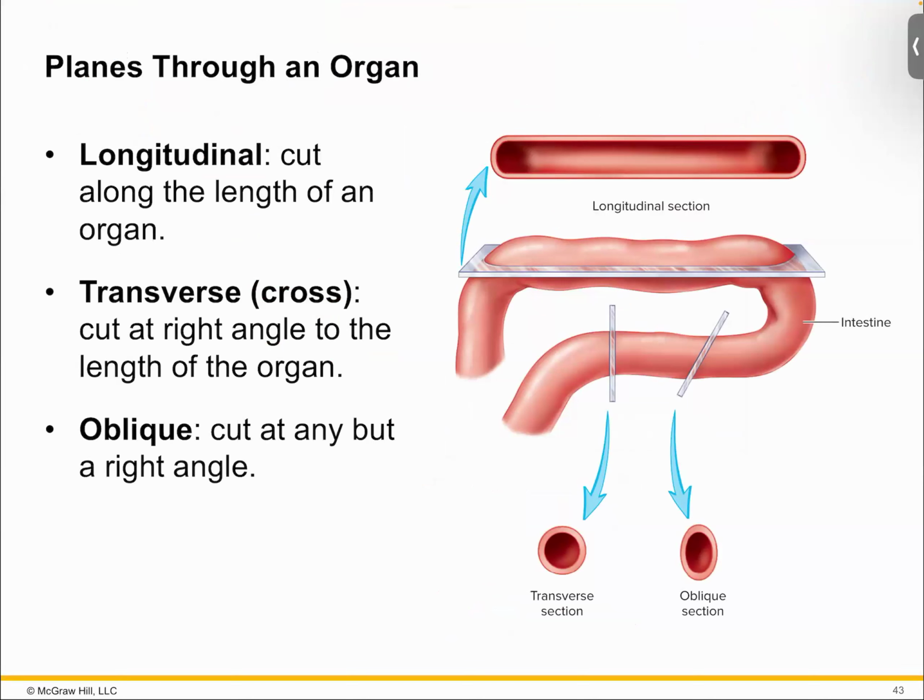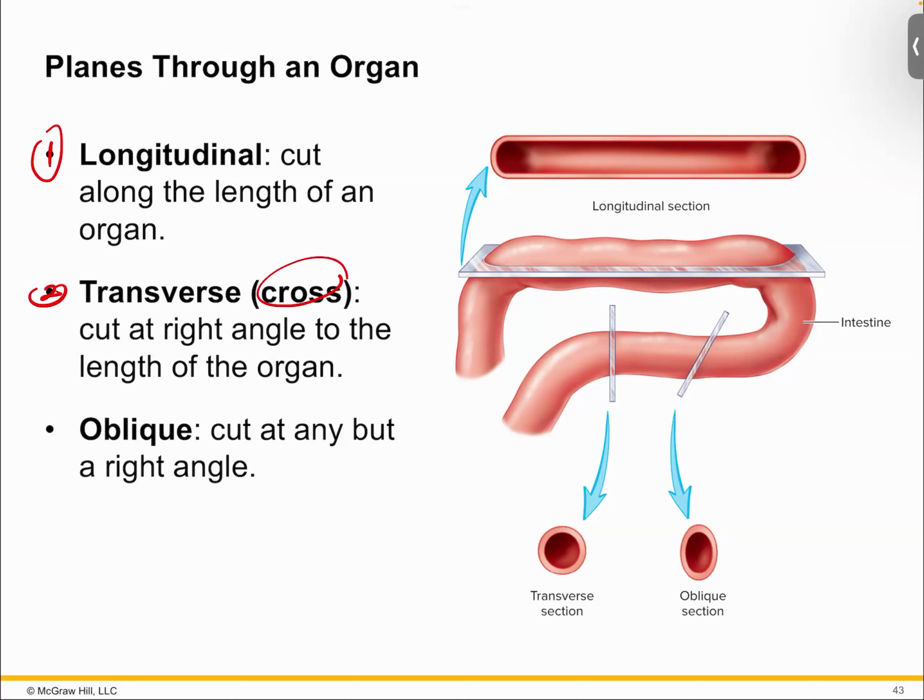Okay, now that's planes to the body. Now, what about planes through an organ itself? Well, there are a couple that we see a lot. So we have what's called the longitudinal plane. This is basically when you cut an organ lengthwise, if you will. So you cut it along its long axis. And so that would be a longitudinal cut.